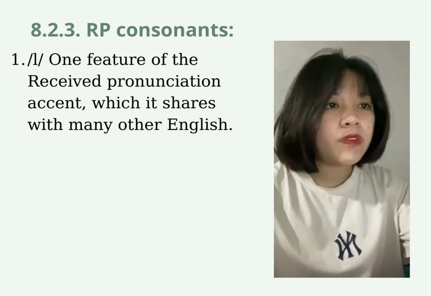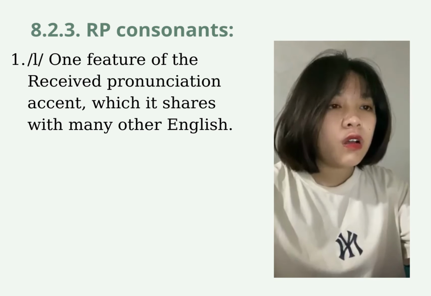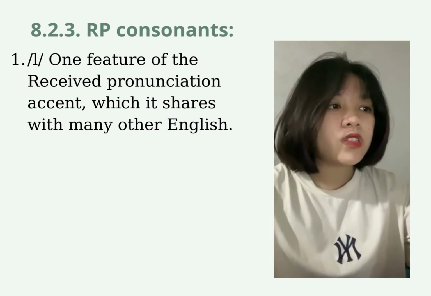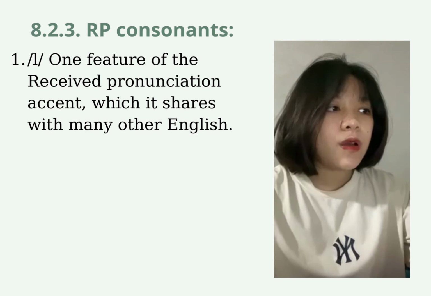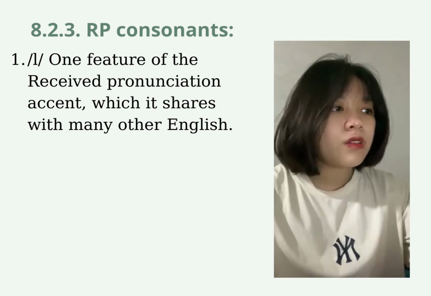One feature of the Received Pronunciation accent, which it shares with many other English accents, is the consonant at the end of a syllable. The consonant in syllable-final position is pronounced with the body of the tongue raised towards the back, giving a dark, vowel-like sound, as in bottle or duck.